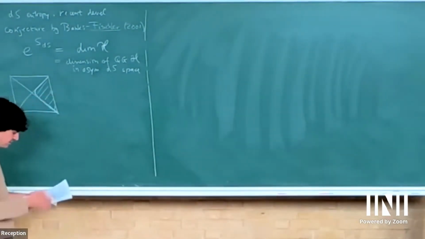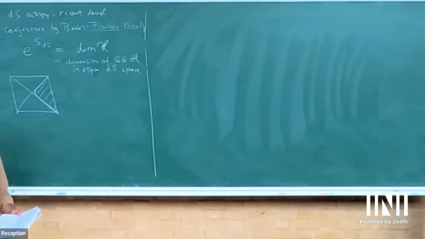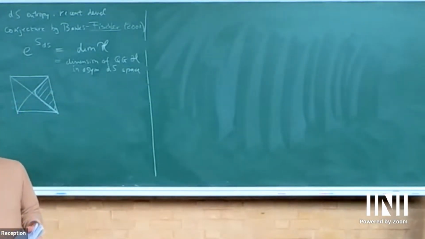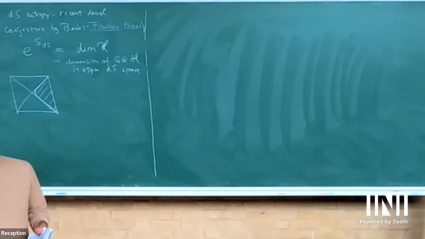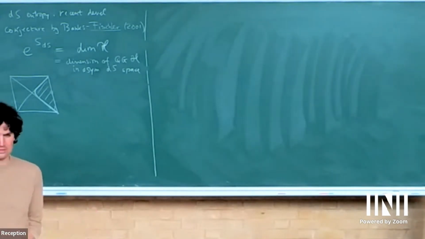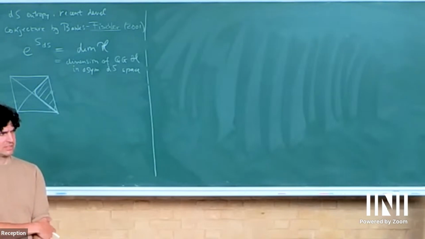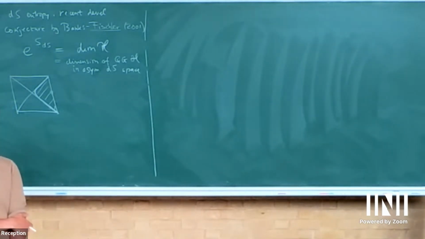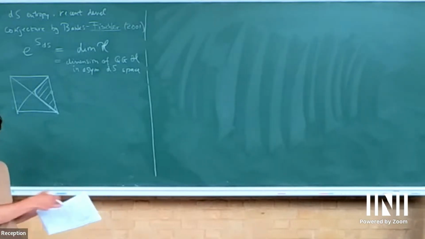This conjecture is not just about pure de Sitter. I mean, you have any theory of gravity, possibly with a cosmological constant, whatever is the dimension of the Hilbert space. Yeah, exactly, because otherwise it's just one state.